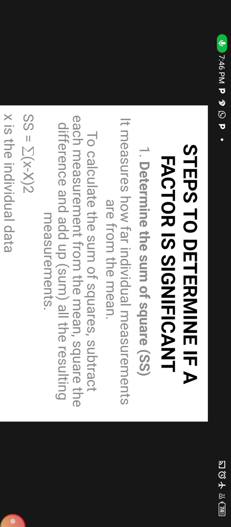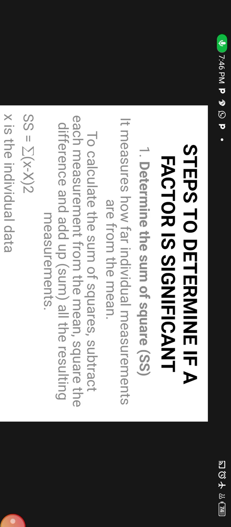If you have significant results, it means that your result likely did not happen by chance, that is, it is due to the change in the level of the factors. If your result is insignificant, you can't reject the null hypothesis. So in this lecture, we want to show you the steps that you can take to determine significance of your results. The first one is for you to determine the sum of square.